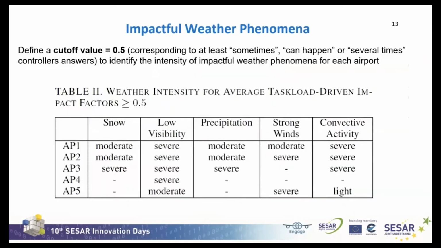And in order to differentiate between the impact of different weather intensities on different airports, we introduce a threshold value corresponding to at least sometimes or can happen answers of the controllers about the amount of additional tasks. And when we summarize our findings in the table for each airport and for each weather, we have the intensity which should be taken into account for future staff planning.